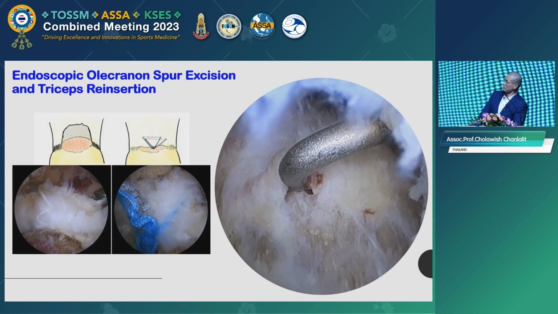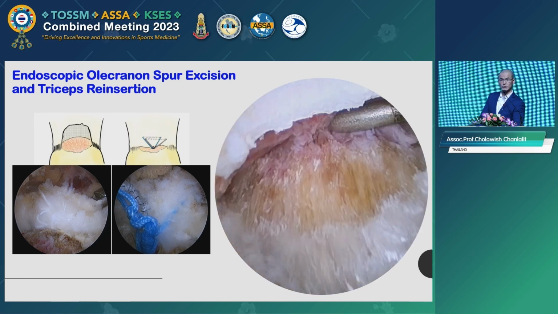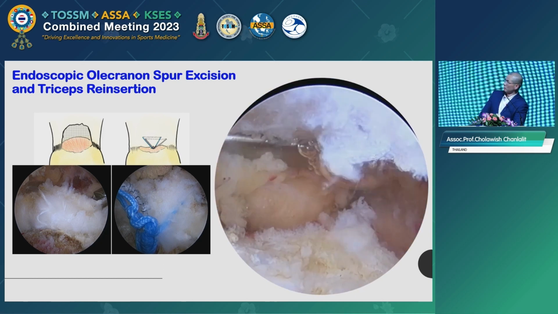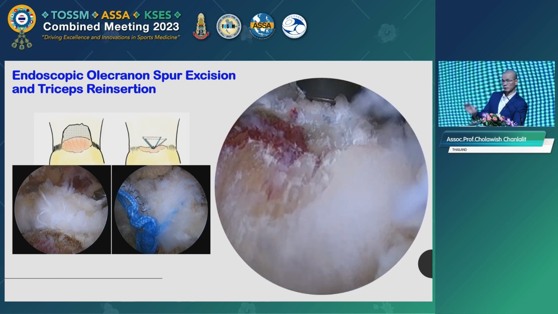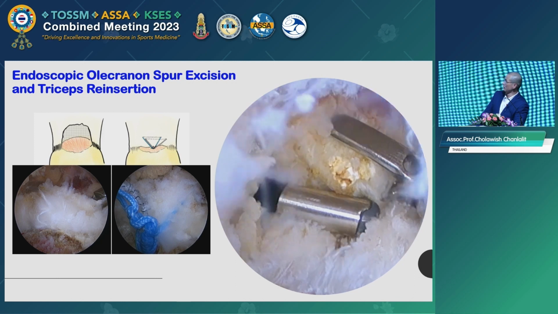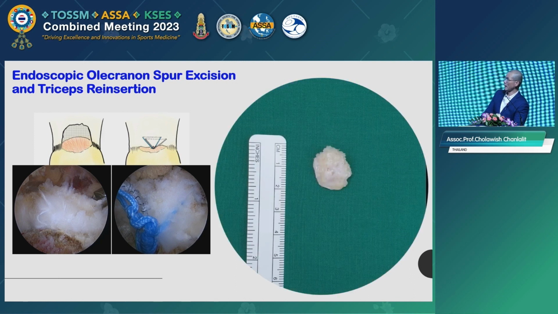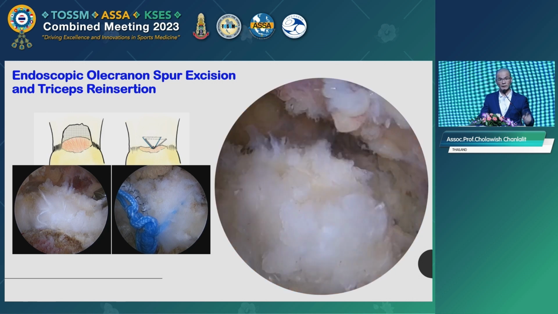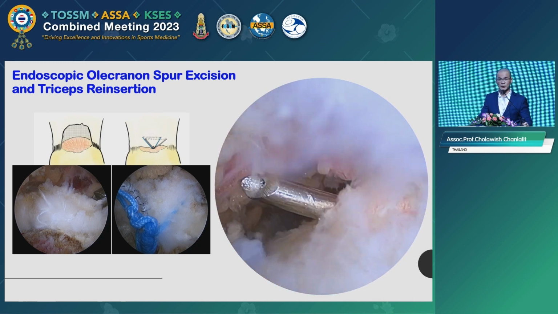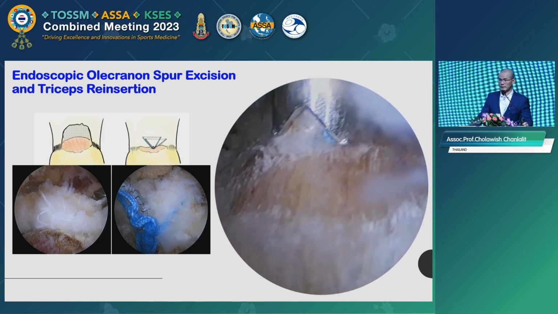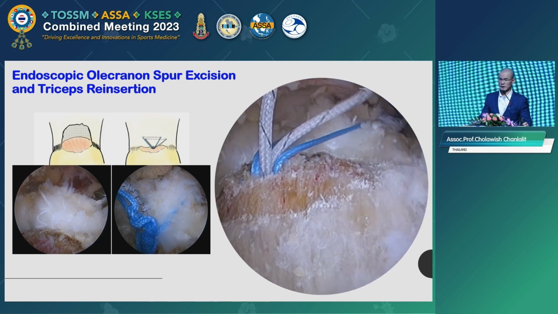After that, we move to the bursoscopy, or endoscopy in the bursa. So the triceps is not involved, and we do nothing harmful there. After that, we repair the triceps tendon on the bursal side. It looks like a partial tear of the bursal side of a rotator cuff, and this is like a reinsertion.